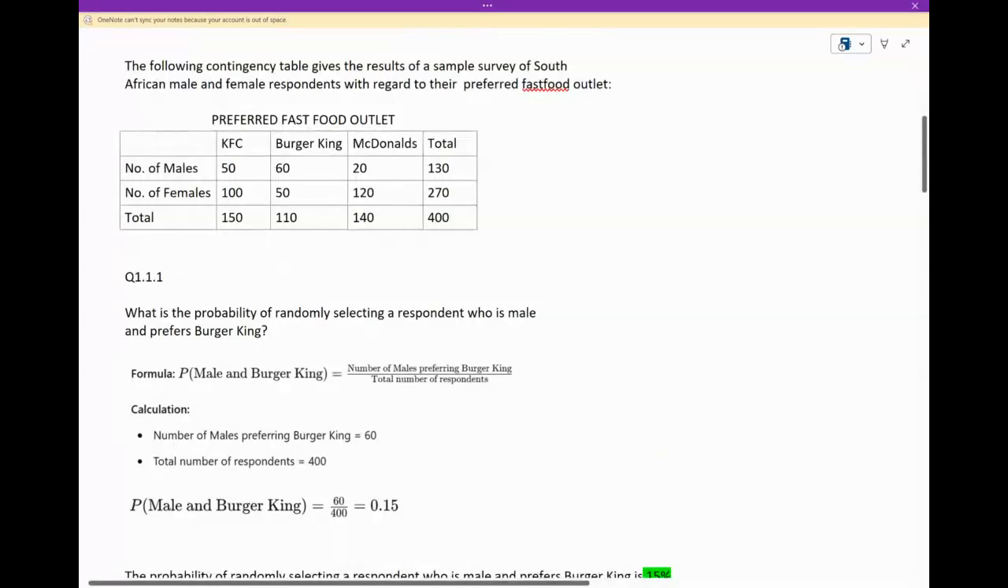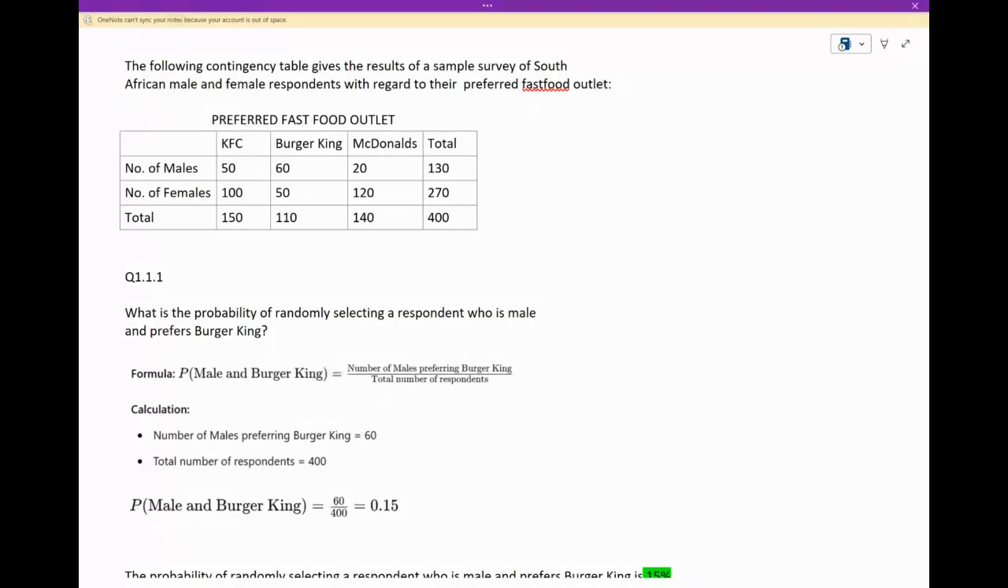But again, if it wasn't a contingency table, what you guys have been mentioning is exactly what we would do. We would need to know the probability of getting a male and the probability of them having a preference for Burger King. But because we have a contingency table, we can look that up for both males and Burger King. Does that make sense? Otherwise, we'd have to do the times, and we'd need to know the probabilities of both potential events.